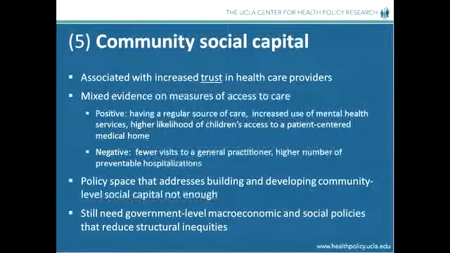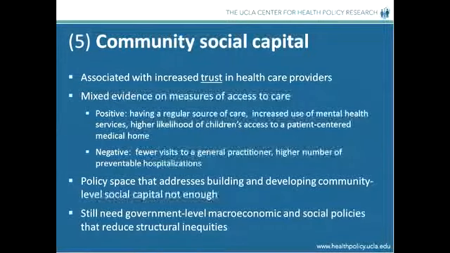However, there is mixed evidence on measures of access to care. There are positive linkages: having a regular source of care, increased use of mental health services, a recent study on higher likelihood of children's access to a patient-centered medical home. But it also could be associated with fewer visits to a general practitioner, a higher number of preventable hospitalizations, and some preliminary work I'm doing on a lower number of preventive cancer screening tests.